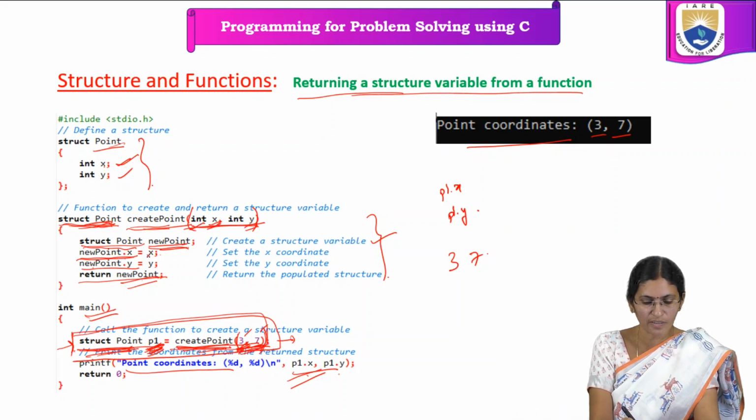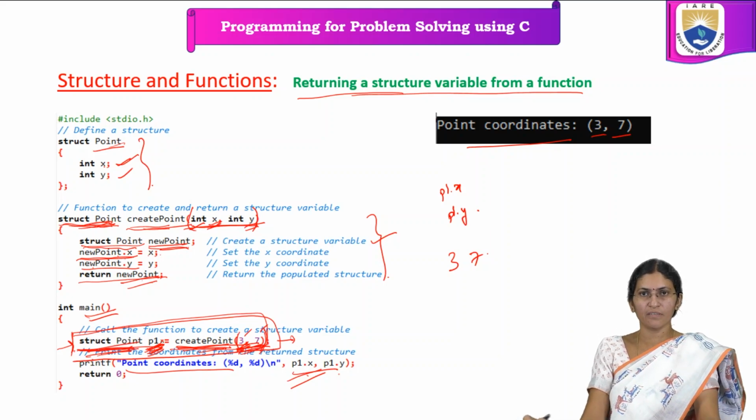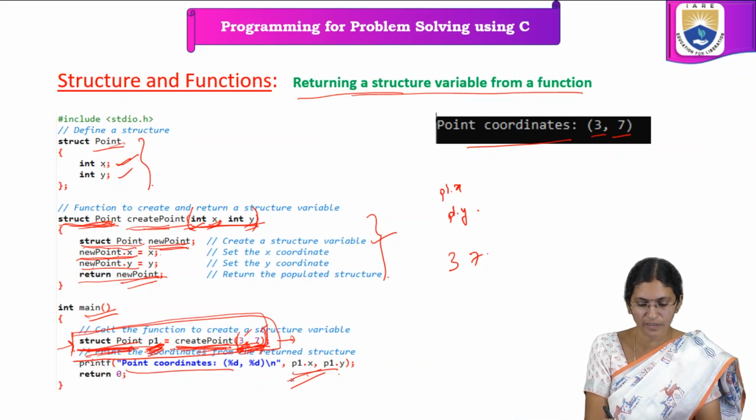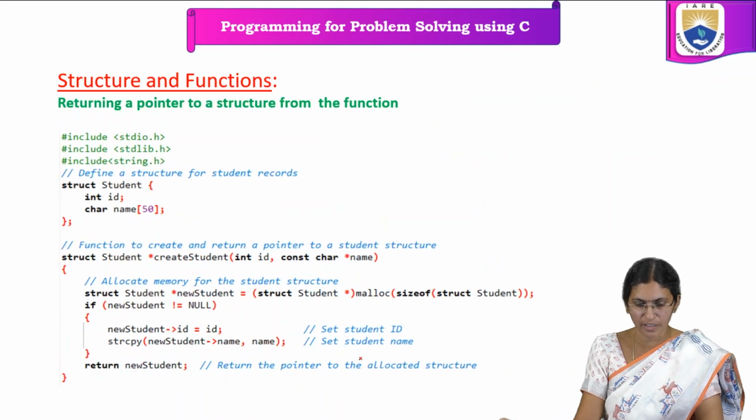These two values are assigned to the new structure variable which has been declared in this function. After that, the return type of this new point is also a structure variable. In order to receive this, we have declared a variable here, struct point P1. Therefore, P1.x and P1.y will be printed.